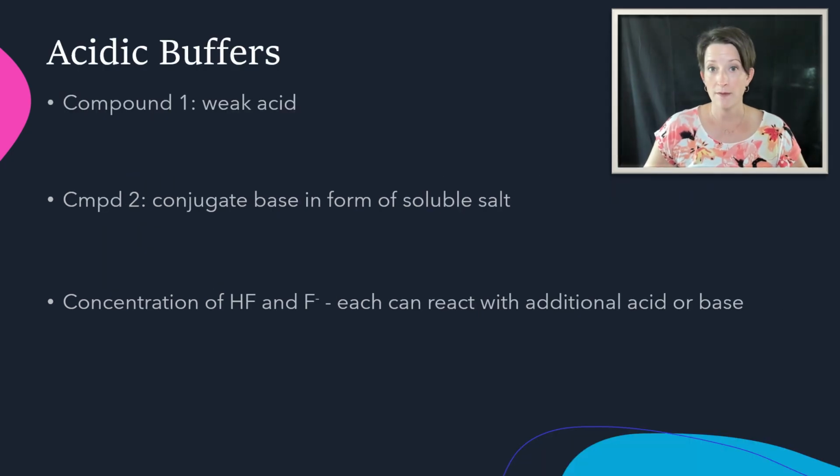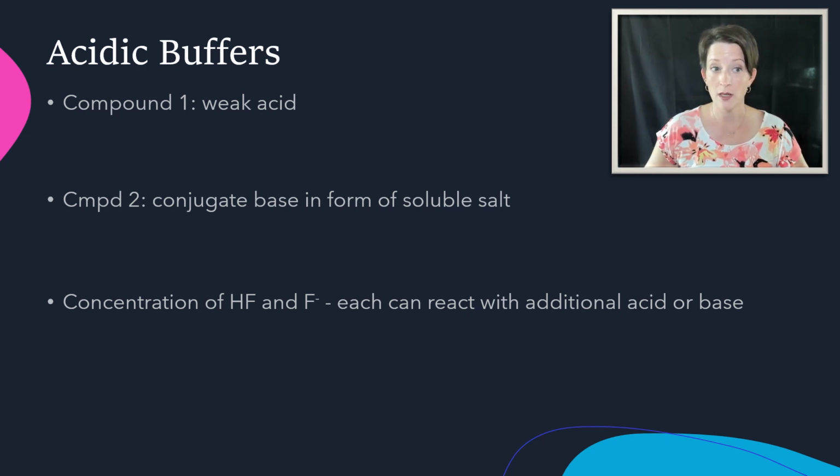We can have acidic buffers or basic buffers depending on the solution and where the pH of that solution needs to reside. Looking at acidic buffers first. Two compounds always have to make up a buffer because you need a compound that can react with additional acid and a compound that can react with additional base. Looking at the two components that make up acidic buffers.